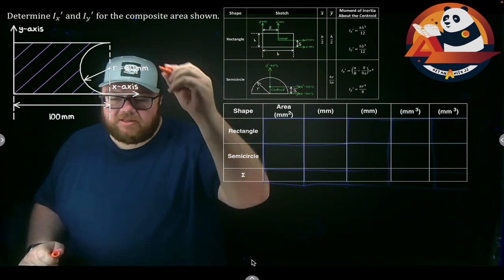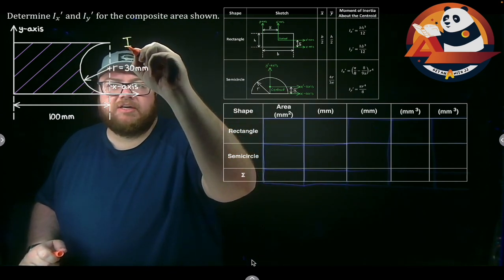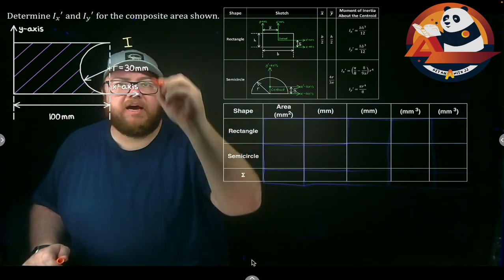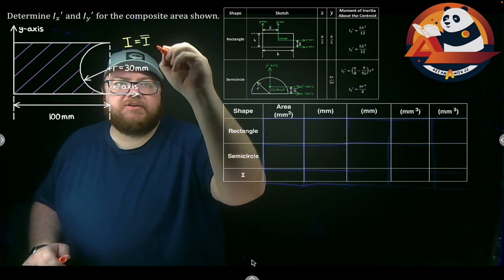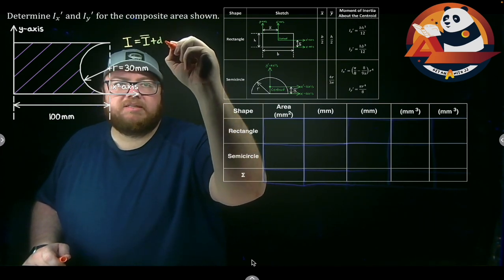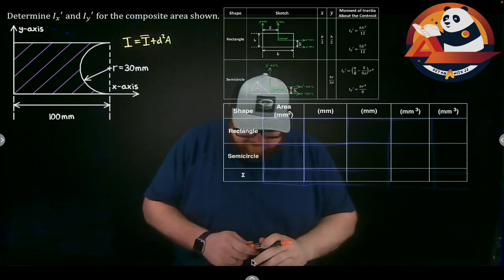First, I'm going to have to use the parallel axis theorem. The parallel axis theorem tells us our moment of inertia about any axis I want to take a look at equals the moment of inertia about the centroid of a shape plus the distance between those two axes squared times the area of our shape.